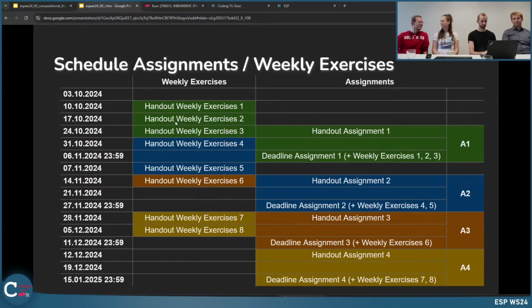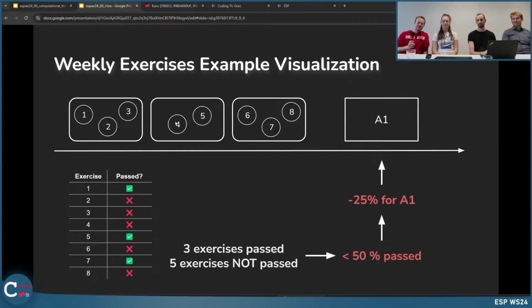To visualize this even better, next slide please. Remember, for assignment 1 we had 3 weeks. Assume that in the first week, indicated with this box here, we have 3 weekly exercises. In the second week we have 2 more weekly exercises, and in the third week 3 more exercises. Now you are the student who passes only exercises 1, 5 and 7. This is less than 50%, and if you submit assignment 1, you get a deduction of 25%.